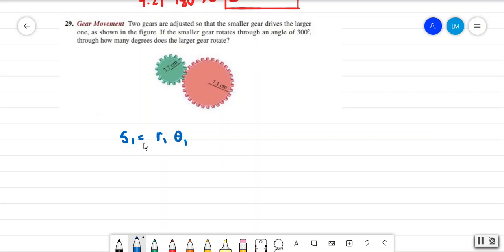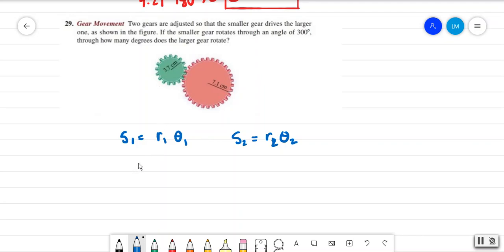You have a measure that you know is S, the measure of the arc, and then S2 is equal to R theta, or R2 and then theta 2. The only thing though is that if the little one moves, then this one moves too, the same amount. So in that case, both of these have to be equal. So really it's just notation to be honest.